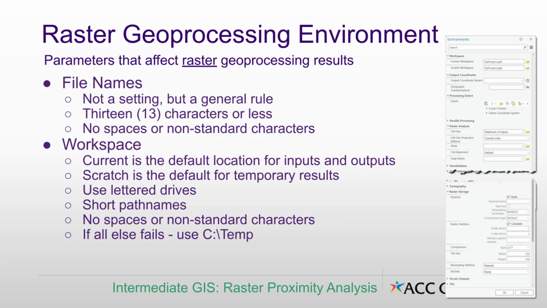Now, in a file geodatabase, a raster data set can have more than 13 characters and it can have spaces. But the problem is a lot of the underlying code that runs many of the raster geoprocesses is 30 years or older. And back then, you could not have really long file names or spaces or weird characters in your files. And you'll find that occasionally you'll get an error that's really difficult to track down, and it's because the file name is longer than 13 characters or has a space or a weird character in it. So make sure that your file names are 13 characters or less and that there's no spaces or non-standard characters.